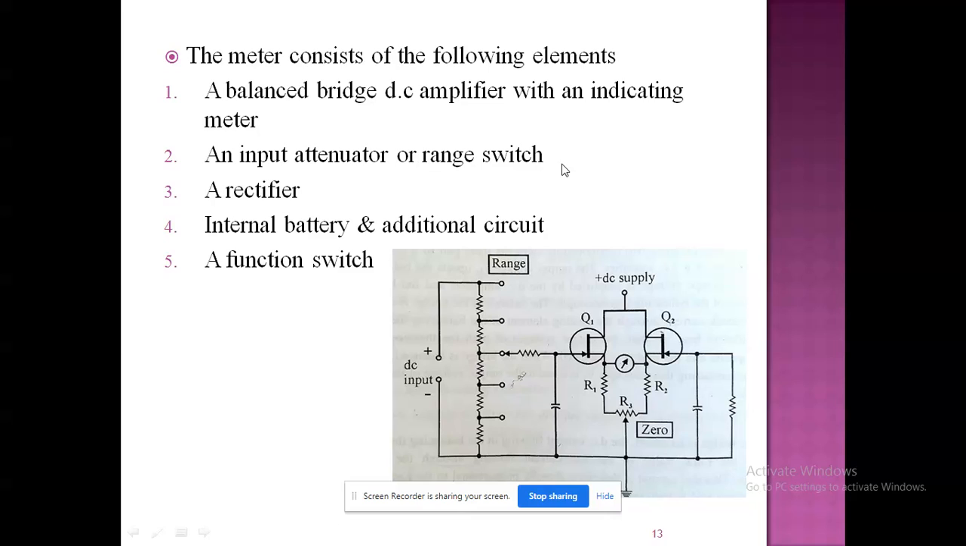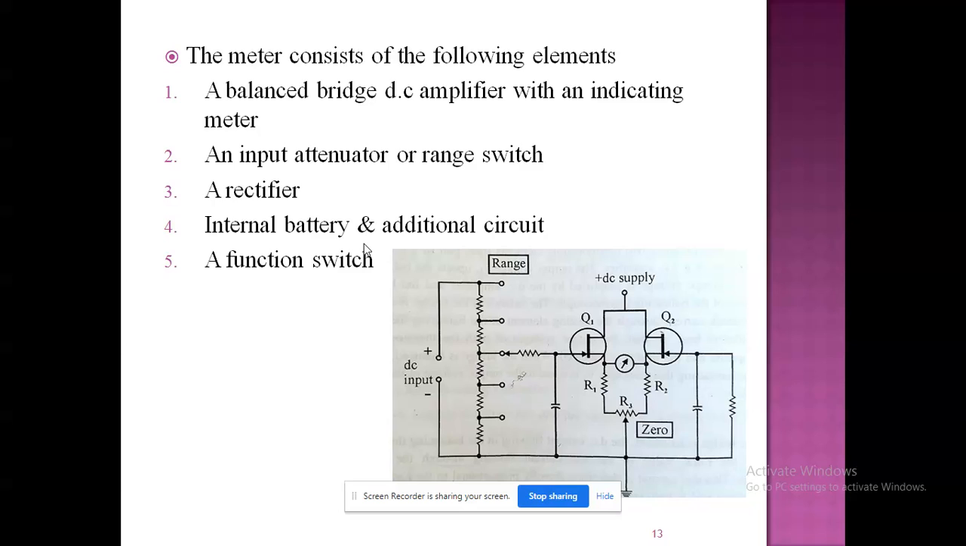So this is required to limit the magnitude of the input voltage to the desired level. Then it consists of a rectifier to convert an AC input voltage to a proportional DC voltage, internal battery and additional circuit to facilitate the measurement of resistance, and a function switch to select various measurement functions of the meter. So these are the elements the meter consists of. Now, in addition to the above elements, the meter has a built-in power supply for operation on AC power lines and one or more batteries for operation as a portable measuring instrument.